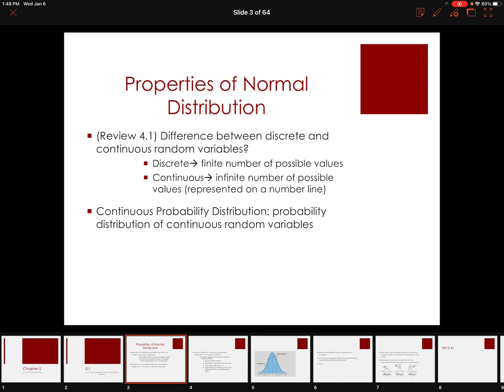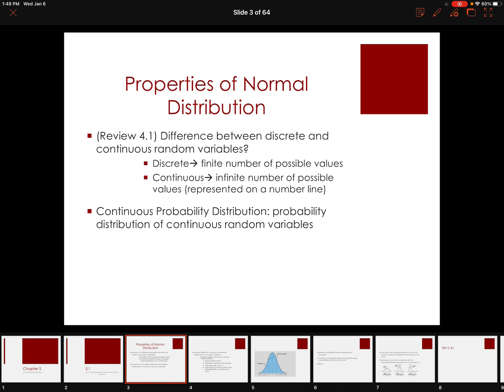So from Chapter 4, remember there's a difference between discrete and continuous random variables. Discrete means there's a finite number of possible values, it's countable. Continuous means it's an infinite number of possible values, and you can represent it on a number line.